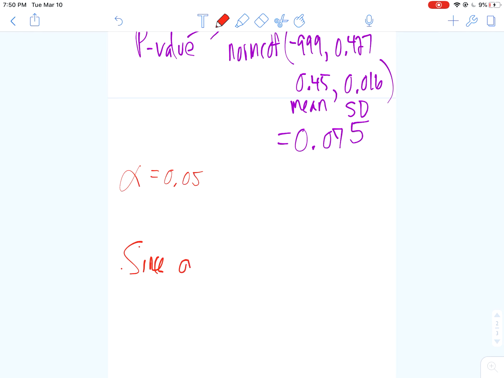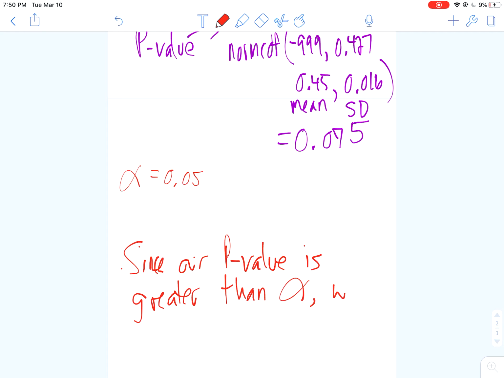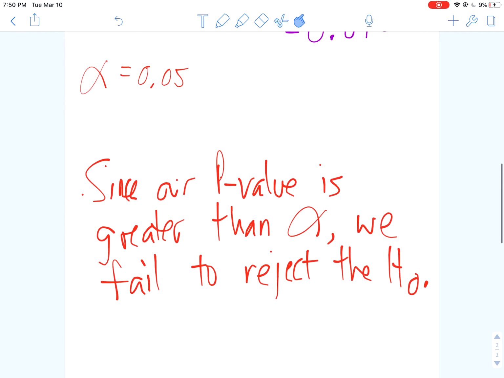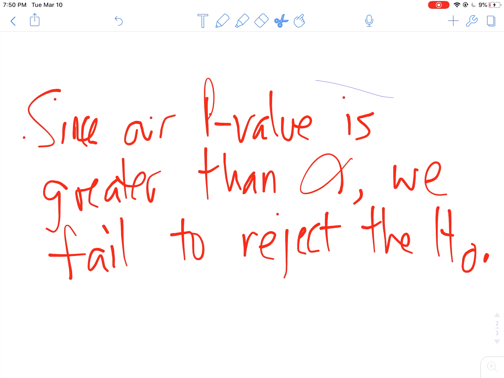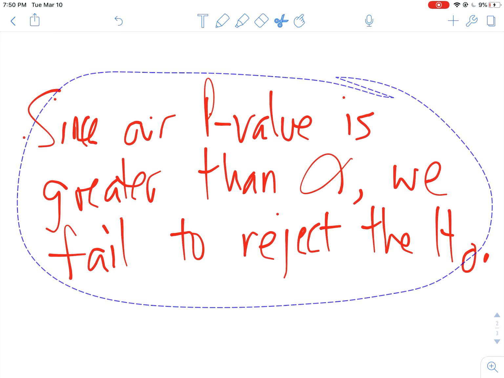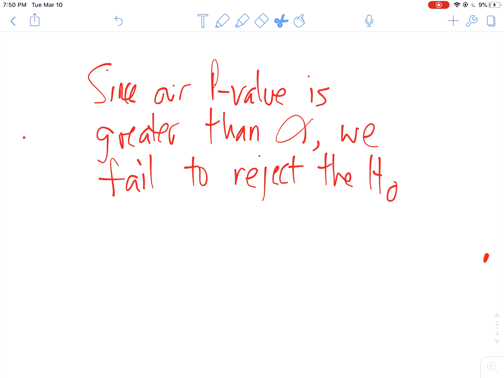Since our p-value is greater than our significance level, we fail to reject the null. Now, notice we are not accepting it. You don't accept it in a hypothesis test. All you do is you fail to reject the null. You never accept the null hypothesis.